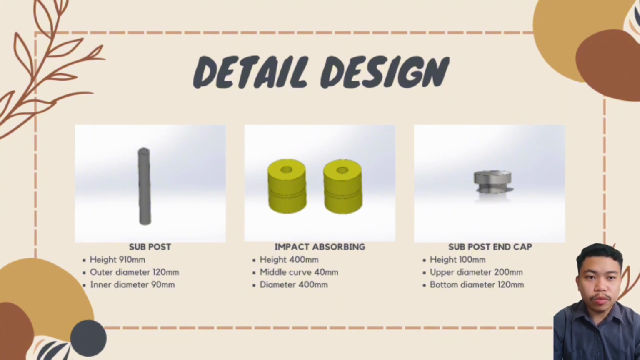For the impact absorbing plastic, the height is 400 mm, medial curve is 40 mm, and the diameter is 400 mm. Okay, the last part is sub-post end cap. The height is 100 mm, upper diameter is 200 mm, and the bottom diameter is 120 mm.